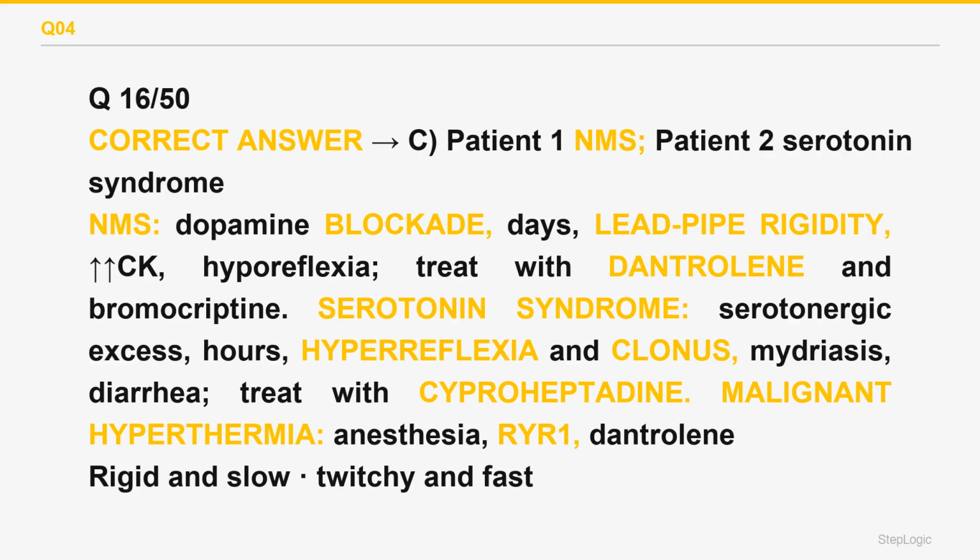Malignant hyperthermia completes the trio and is what choice? It follows exposure to volatile anesthetics or succinylcholine within minutes, results from a RYR1 receptor mutation causing uncontrolled sarcoplasmic calcium release, and is treated with dantrolene. All three cause hyperthermia and rhabdomyolysis, so the setting and the timescale, days, hours, or minutes, narrow the diagnosis before the examination even begins. If you see drug-induced hyperthermia, let rigidity versus hyperreflexia decide, and check the timescale.